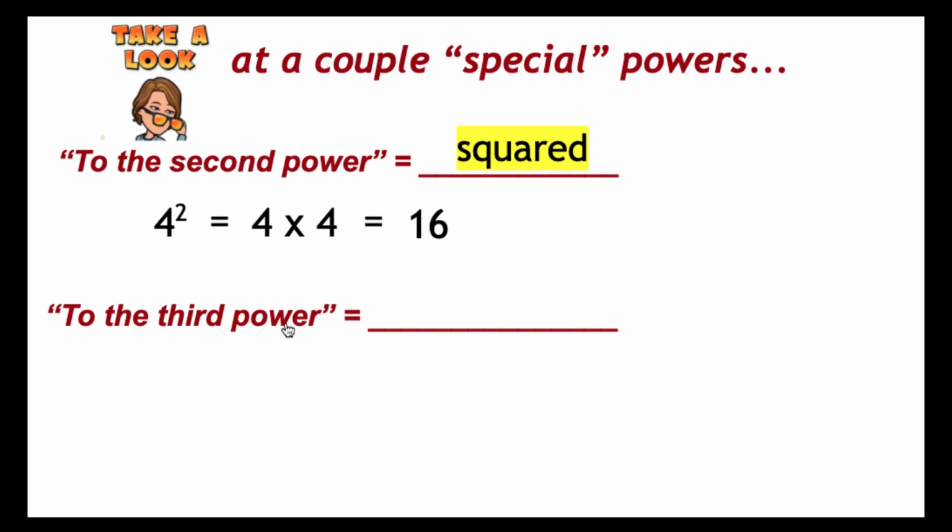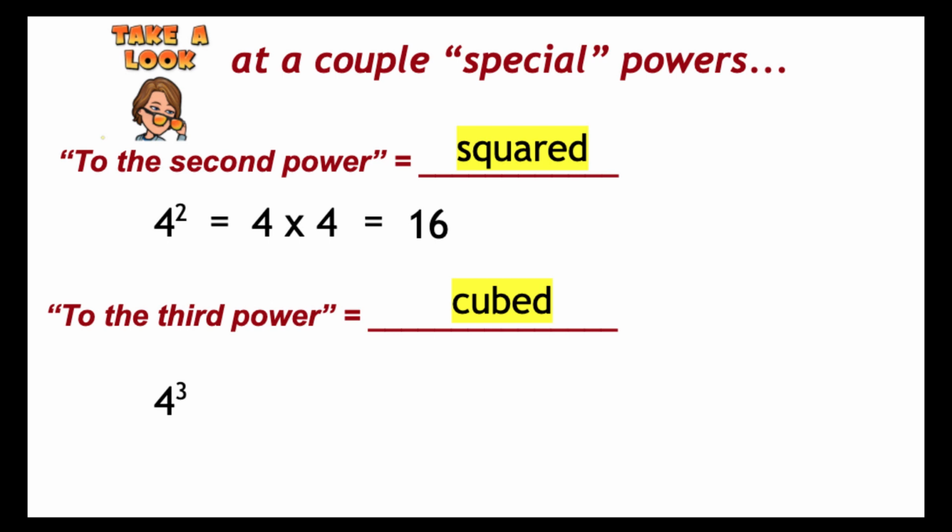All right, to the third power. Now, people don't necessarily say to the third power. They use a special name. Do you have an idea of what the special name could be for things to the third power? Drum roll, please. Cubed. I know you've heard cube before. If you see this expression, write cubed on the line, and then write the expression 4 to the third power.